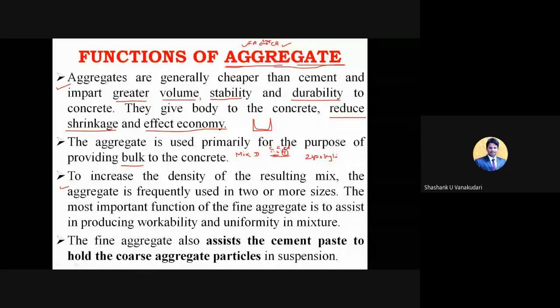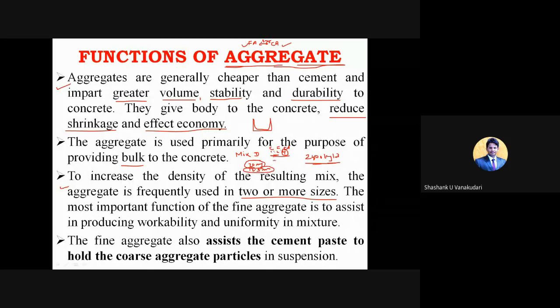Clear? So to get this much density, we should use the proper proportions of the coarse aggregates. For that, we can take even two or more sizes. Two or more sizes in the sense, in one proportion you can take 20 down, and one more you can take 12.5 down. That depends upon the convenient availability of the material and the target mean strength you are going to achieve.